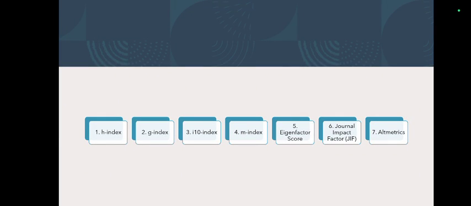Hi everyone. In this video, I'm going to explain different matrices that are used by researchers or the research community to find out the significance of the research work. Regarding NRF ranking, these matrices are also very important.